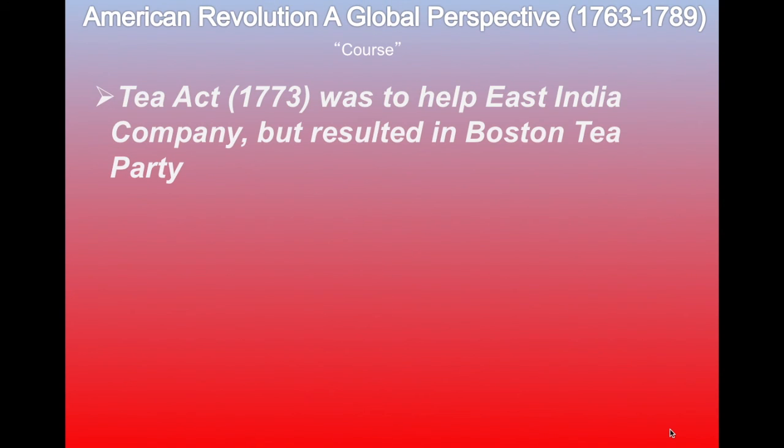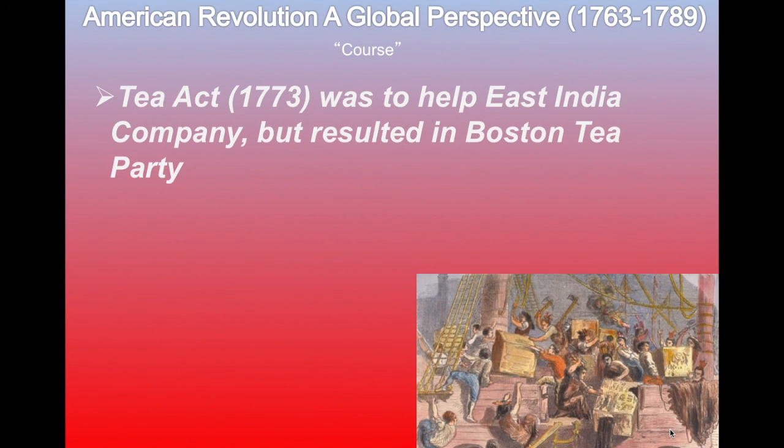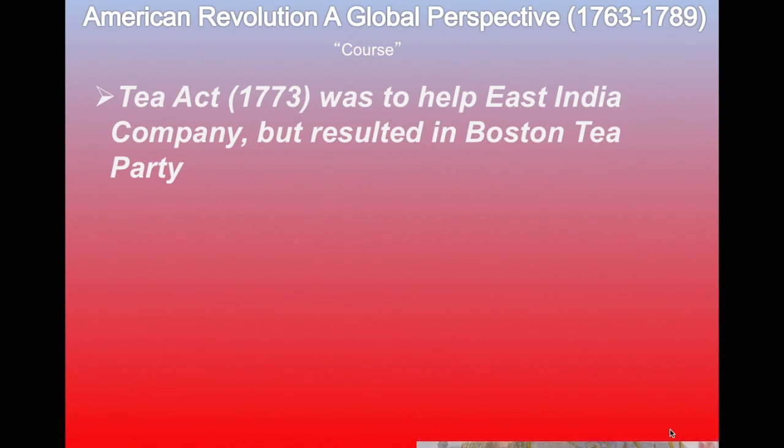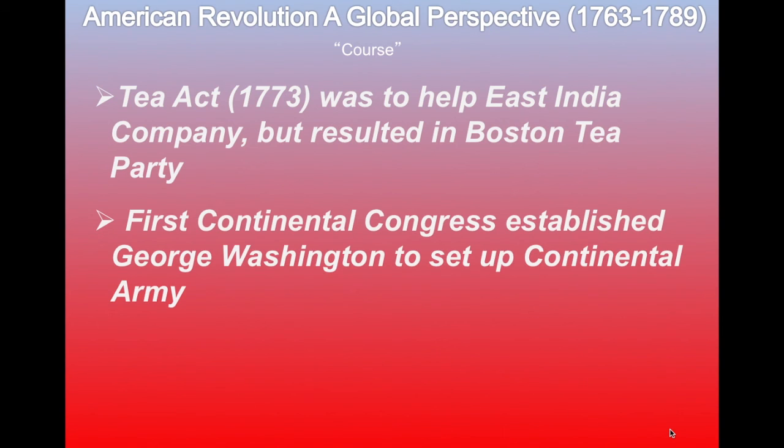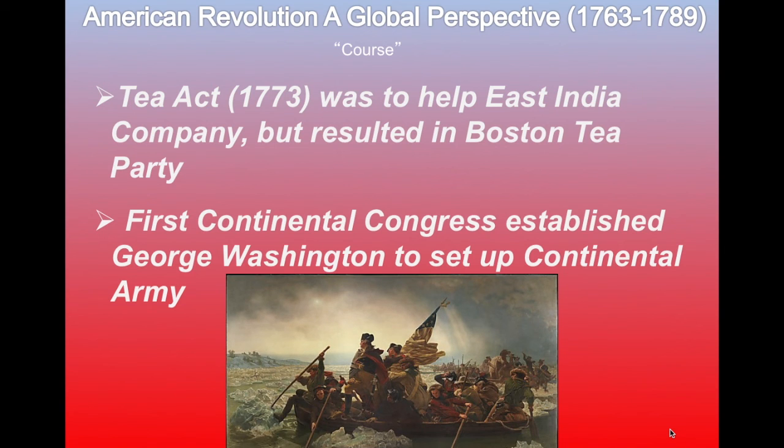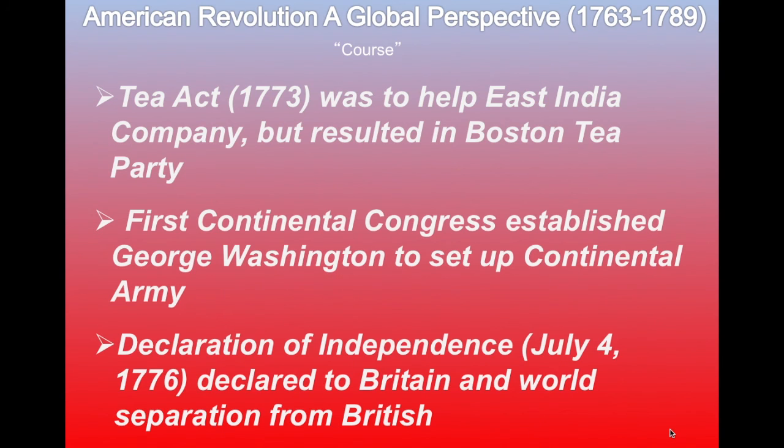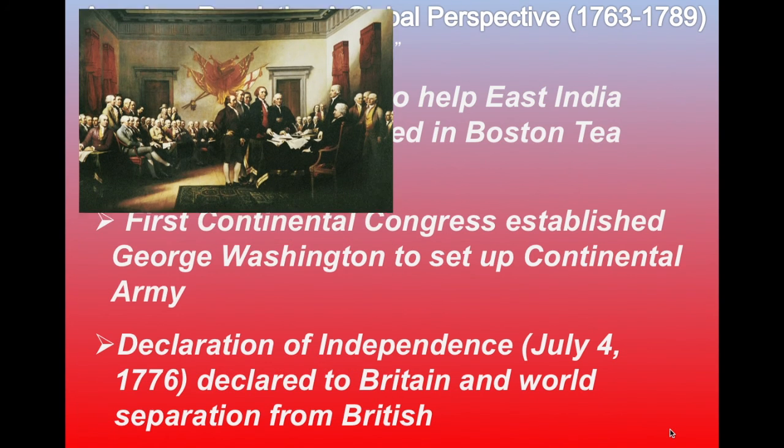The Tea Act was passed to help the East India Tea Company, but resulted in the Boston Tea Party, that famous event where the Sons of Liberty dressed up as Native Americans to dump the tea overboard so that the Americans would not be tempted to buy British products. So the First Continental Congress was established, and George Washington was chosen to lead the Continental Army, the famous crossing of the Delaware River. The Declaration of Independence declared to Britain and the world that America was separate.